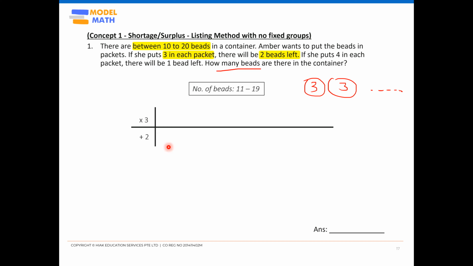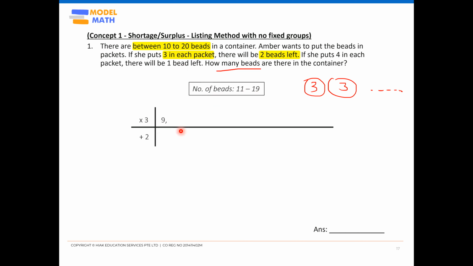Now when you start listing out multiples of 3, take note of the condition given. The question already says 11 to 19 bits, which means that you do not have to start from 3. In fact, I'm going to start from 3, 6. So 3 and 6, no need, because 3 and 6 is out of this range.